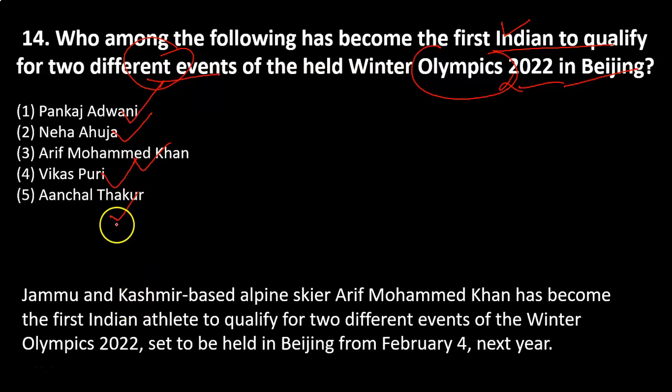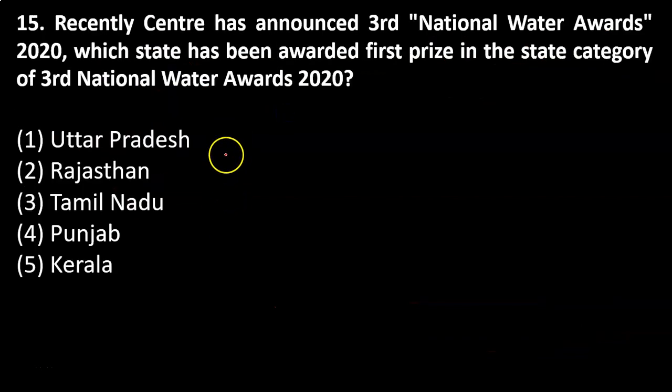So first of all, its answer will be Arif Mohammed Khan, and this is a Jammu and Kashmir based alpine skier. Arif Mohammed Khan has become the first Indian athlete to qualify for two different events of the Winter Olympics set to be held in Beijing from February 4 next year. So this is Arif Mohammed Khan. He is from Jammu and Kashmir.